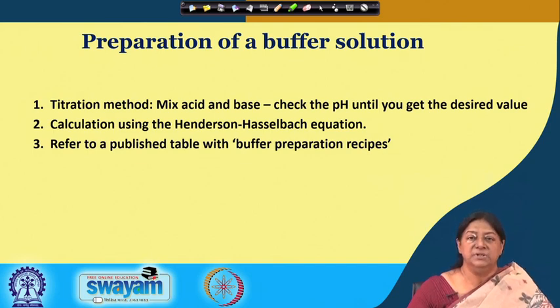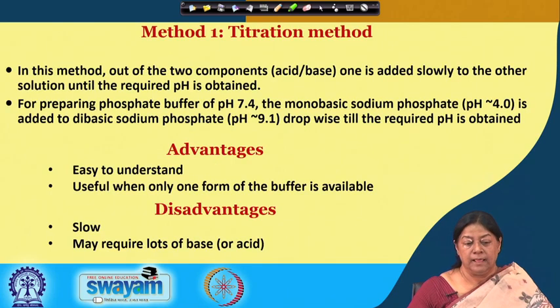Nowadays, there are published tables with buffer preparation recipes, where the amount of the salt and the acid and the total volume for which the desired pH is required is already provided, in a table available on the internet or in biochemical laboratory books. We will look at the several methods that are used for buffer preparation, and we will specifically see the preparation of phosphate buffer. We will then look at other commonly used biological buffers, and their advantages and disadvantages as well.